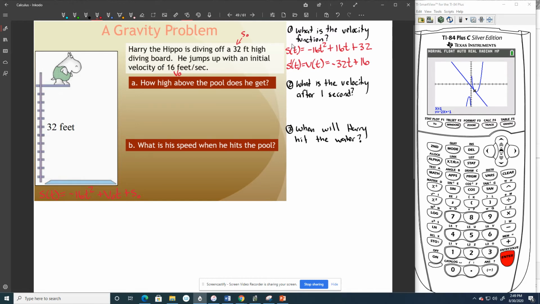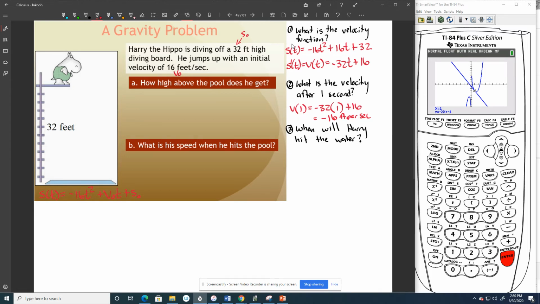So it says, what is the velocity after 1 second? So what's my velocity at 1? I just take negative 32, times it by 1, and add 16, which becomes negative 16. So what that tells me is at 1 second, Harry the Hippo jumped up and is now going down. And after 1 second, Harry the Hippo is going down at a velocity of 16 feet per second. So the speed is 16 feet per second. The negative tells me that Harry's going down, which, it's a hippo on a diving board, of course Harry's going down.